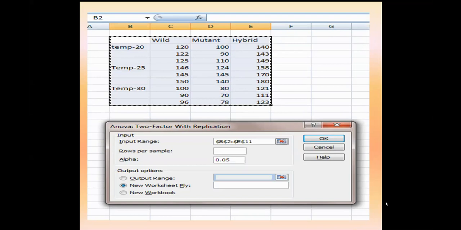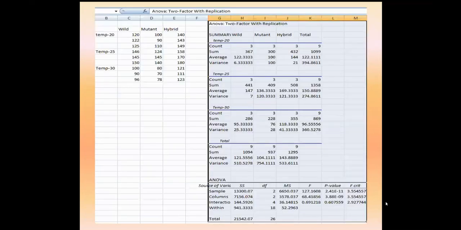big table, and this table shows everything you can want to know about the mutant flies, the hybrids and the wild type, their count, their average number of eggs laid. All these values will appear for rows as well as for columns.